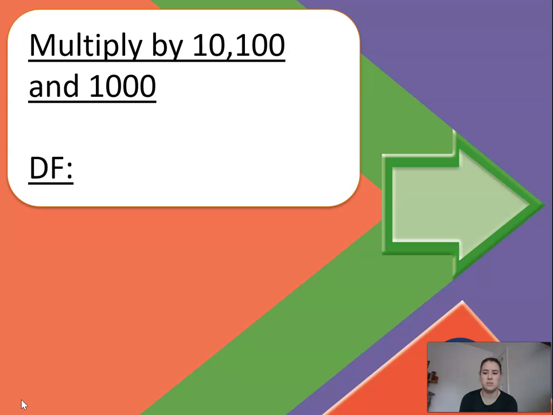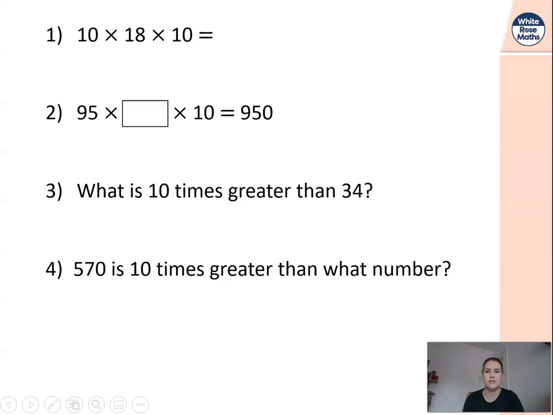We're going to move on and do some more maths today. Based on looking at the work that we've done for multiplying by 10 and 100, we're going to be looking at how to multiply by 1,000 today as well. As normal, we're going to start off with our daily fluency. So, take some time, pause the screen, and see if you can have a go at those questions for me.